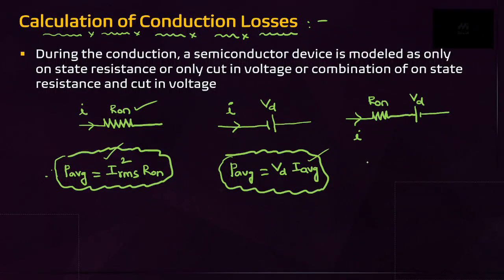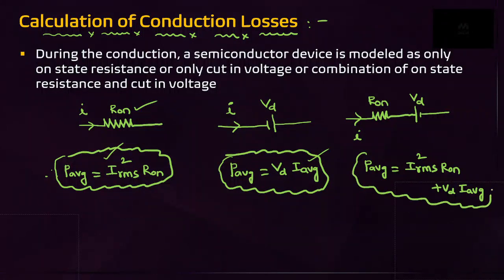If both resistance and voltage drop are given, with respect to resistance you write I RMS square into R on, plus with respect to voltage drop, VD into I average. These observations are important to solve any model of questions based on conduction losses.